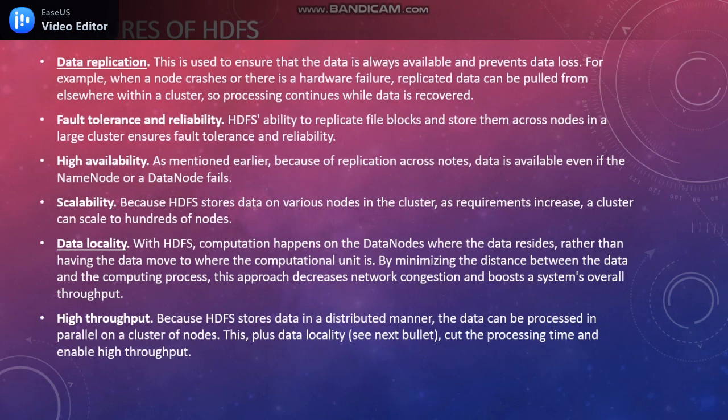Then high throughput. We said in HDFS data is stored in a distributed manner, so that the data can be used for parallel processing on a cluster of nodes. So data can be used for multiple processes for their parallel processing. This feature plus the data locality feature we mentioned will both ensure high throughput in HDFS.